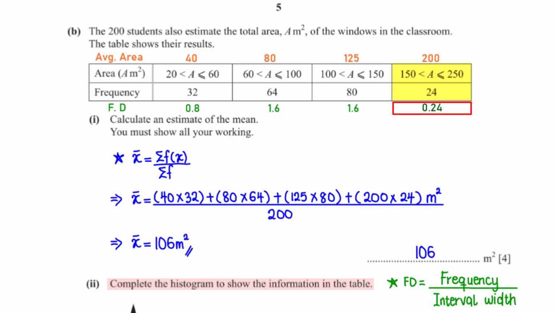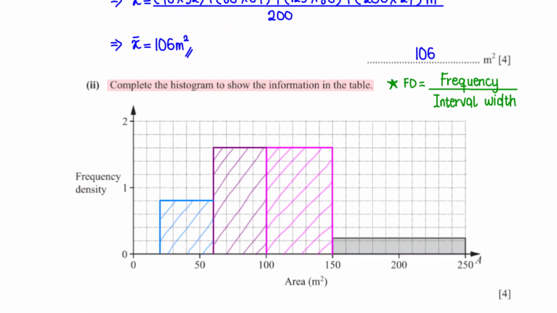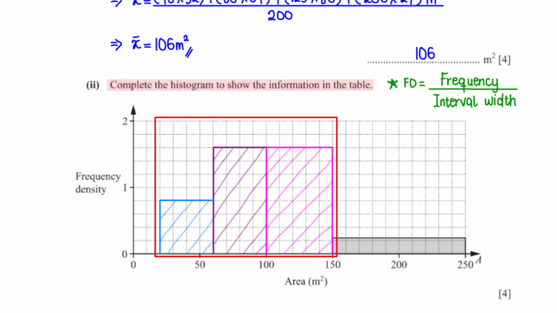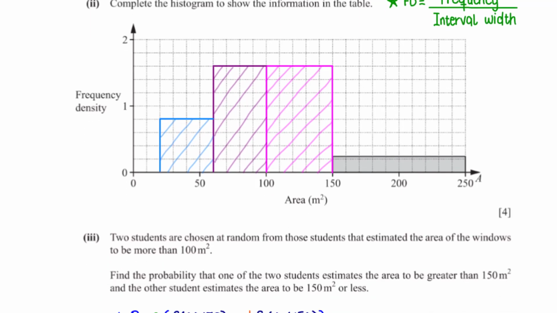This interval has already been drawn on the histogram for us. So now, after marking all the different intervals on the horizontal axis of the grid, we can map out their heights using their frequency density values.